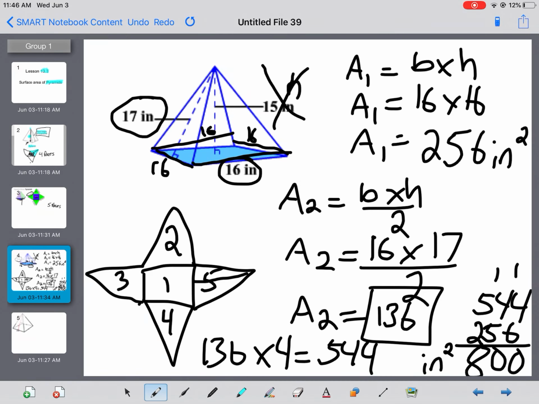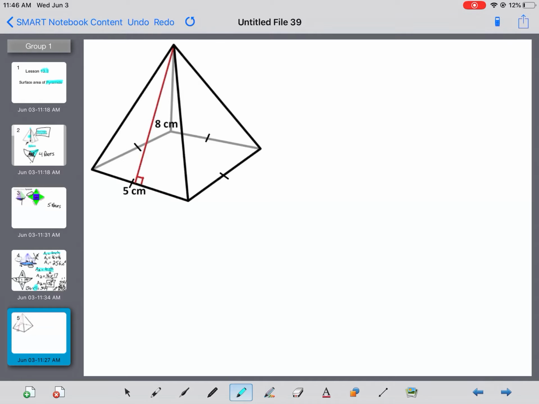So really, grade 7, in order for you to complete a problem like this, you need to know how to find the area of a square, how to find the area of a triangle, and then you need to know, well, how many triangles am I actually using? All right, let's try another one.